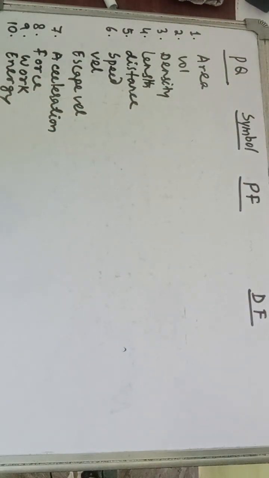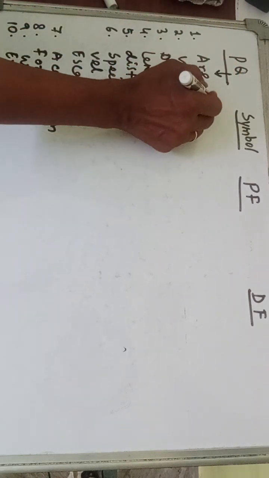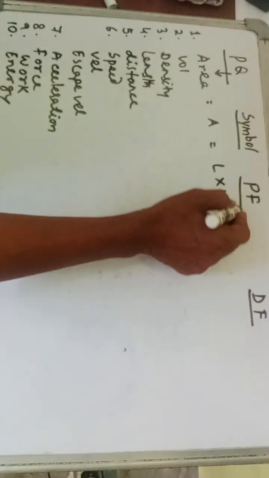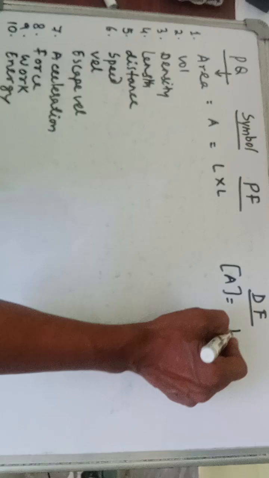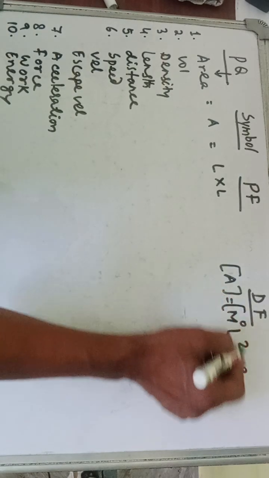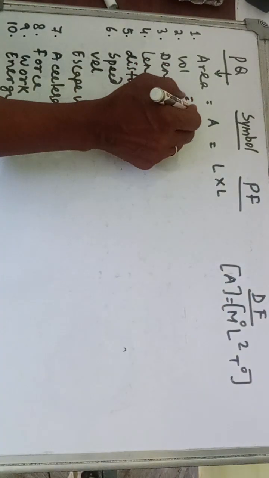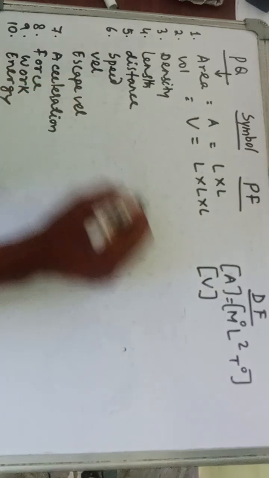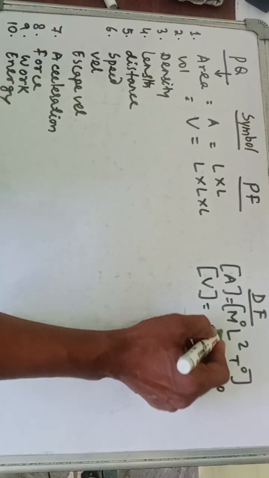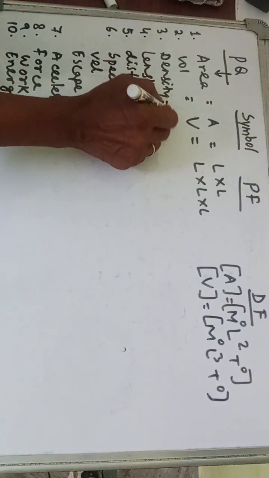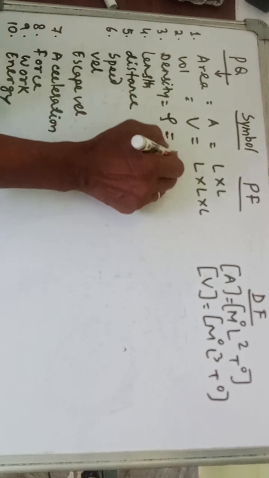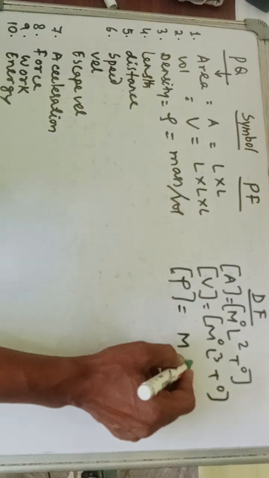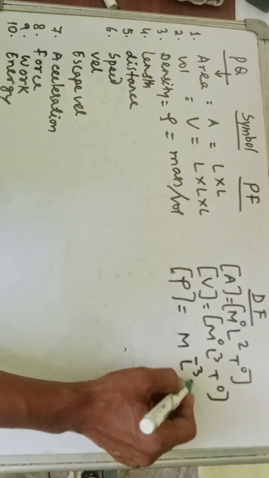Let us have certain physical quantities. Say area. Physical formula is length into length. Then dimensional formula is L to the power 2, M to the 0, T to the power 0. This is dimensional formula of area. Volume V is L into L into L. Then dimensional formula is M to the 0, L cubed, T to the power 0. For density, symbol rho, physical formula is mass upon volume. Then dimension of rho is equal to M L to the power minus 3 T to the power 0.